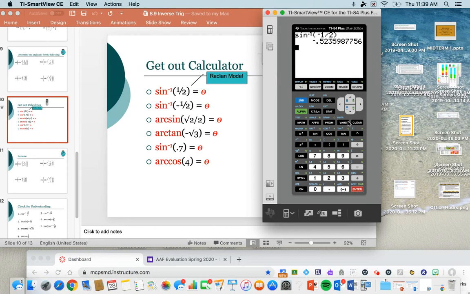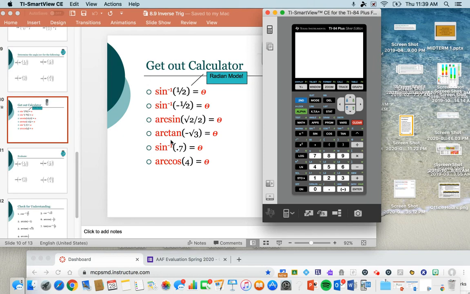Pretty cool, right? When I see arc sine of root 2 over 2, so second sine of the square root of 2 over 2, arc sine still means the same thing. So I know that my answer should be pi over 4. Yay! So for things like these, we should not need a calculator and we should not be relying on one.